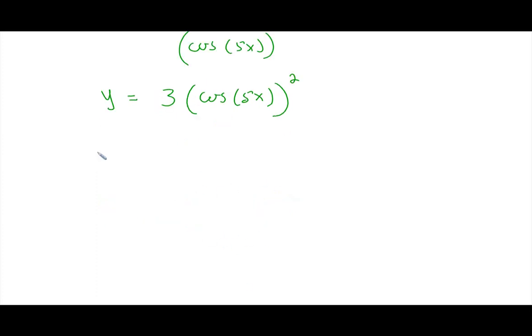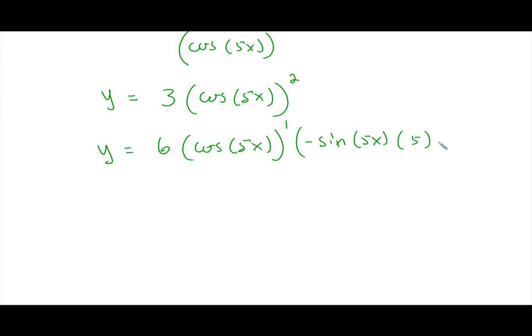So when you chain rule this, you'll get y prime is equal to 3 times 2 is 6 times cosine 5x. So we keep this the same. Minus 1, I get 1. Now we need to multiply by the derivative of the inside. So what's the derivative of cosine? That's negative sine. Keep the angle the same, and then times the derivative of the angle, which is 5.